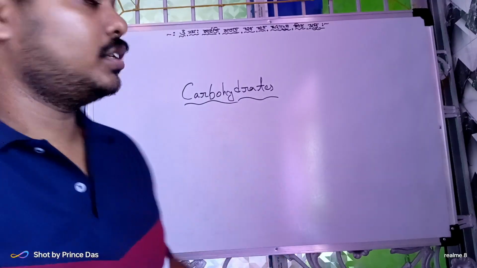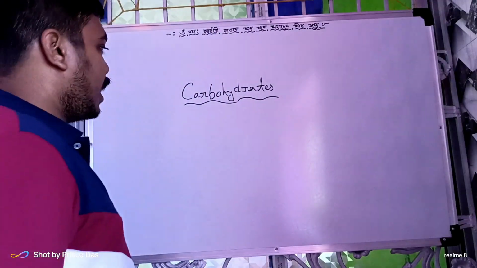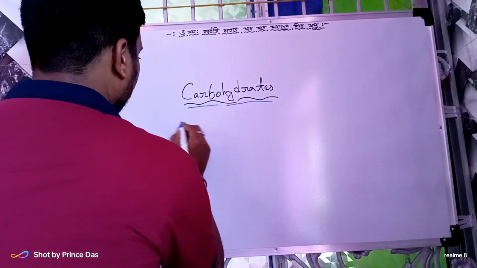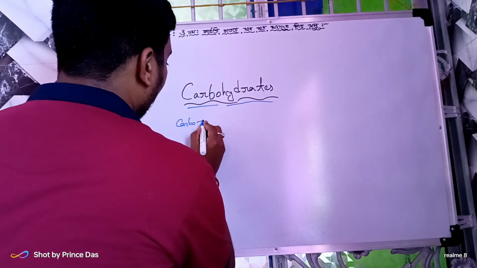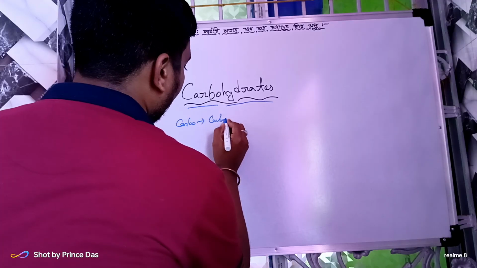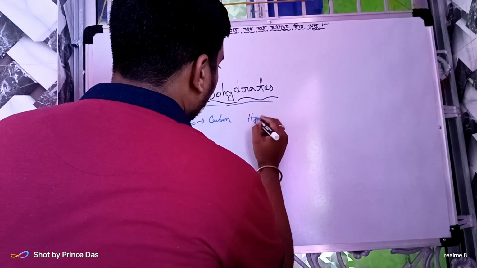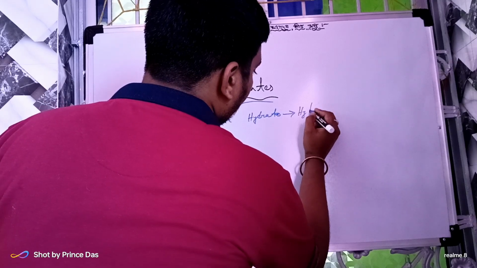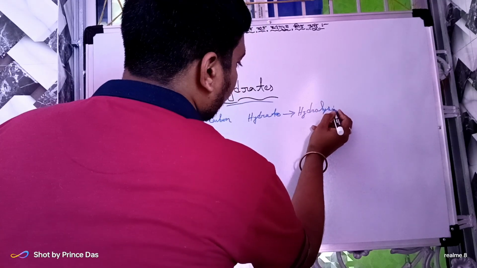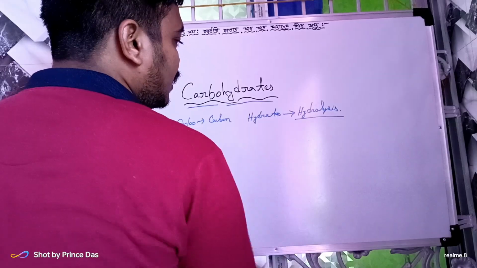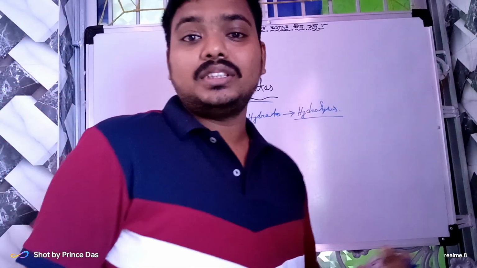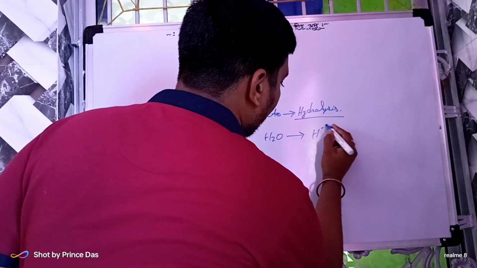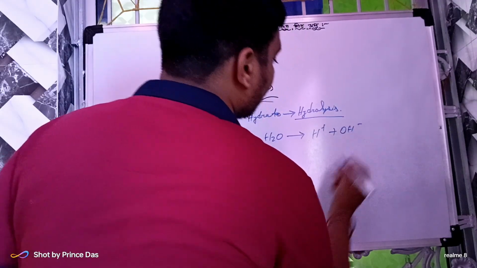So carbohydrate, let's divide it: carbo and hydrates. Write down here, carbo. Carbo means carbon, and hydrates means hydrolysis. So what is hydrolysis? Hydrolysis is a process by which H2O can divide into two parts, H plus and OH minus.